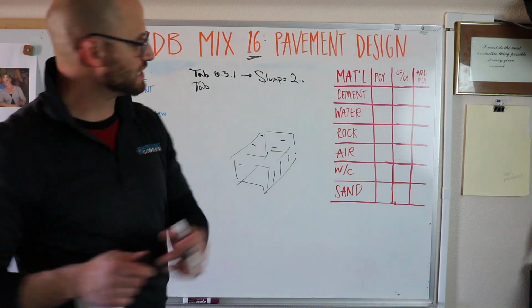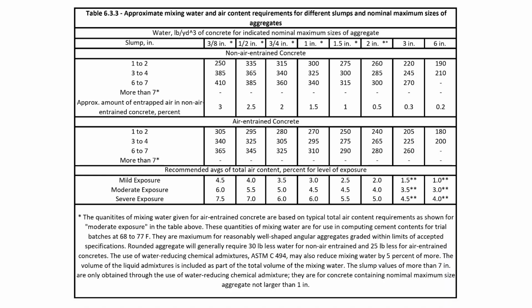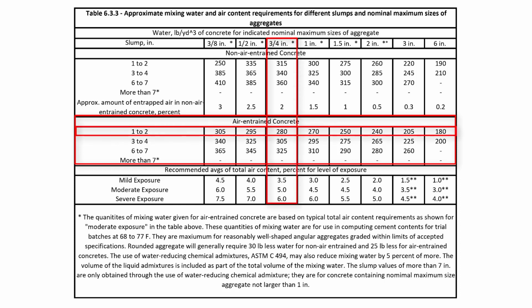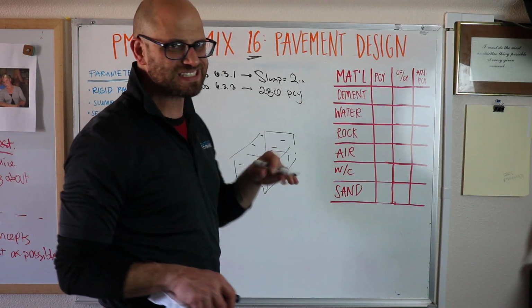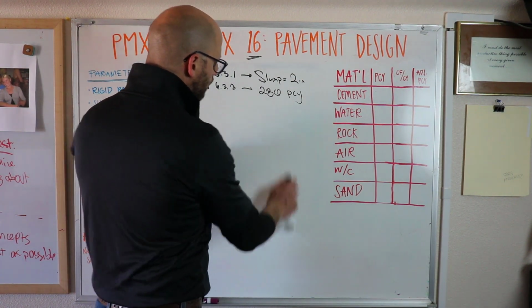And that's going to be in table 6.3.3. So 3/4 inch ag, we are dealing with severe freezing and thawing, so we want to go to that lower section of table 6.3.3, the air entrained concrete, and with 3/4 inch with a 1 to 2 inch slump, we want 280 pounds per cubic yard. That's what that PCY stands for, pounds per cubic yard of our water.